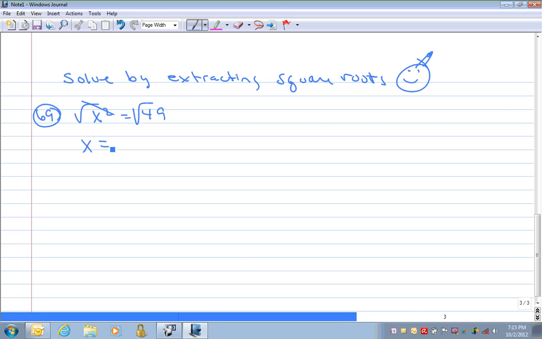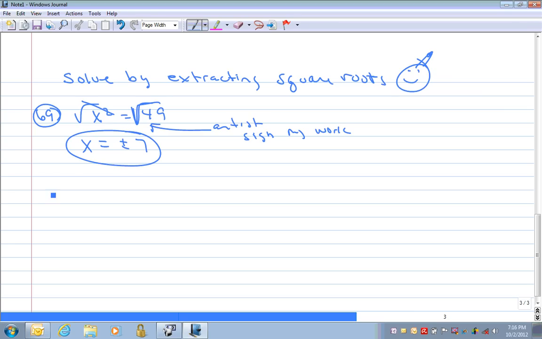We have x equals. Because I was the artist, I must sign my work. Okay, because I was the artist of this square root symbol. I drew it in, then that's how I remember that you're going to put a plus or minus in front of it. And then of course the square root of 49 is 7, so it'd be plus or minus 7, and that would be your answer.